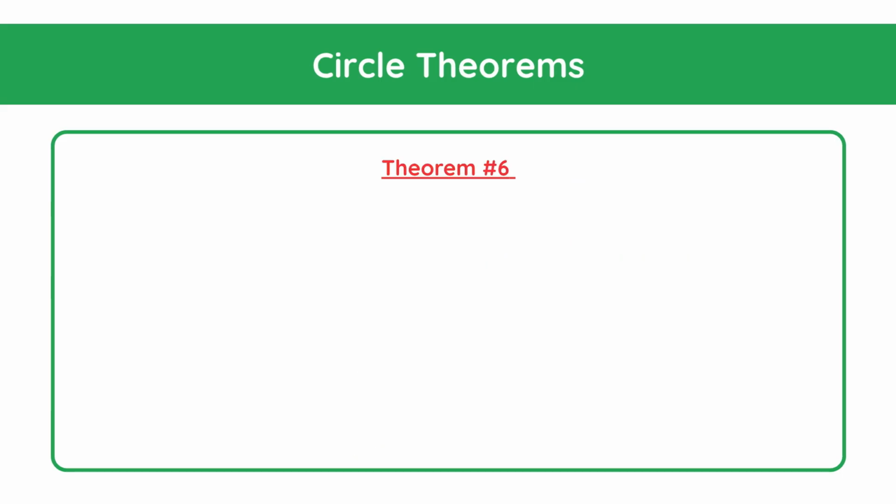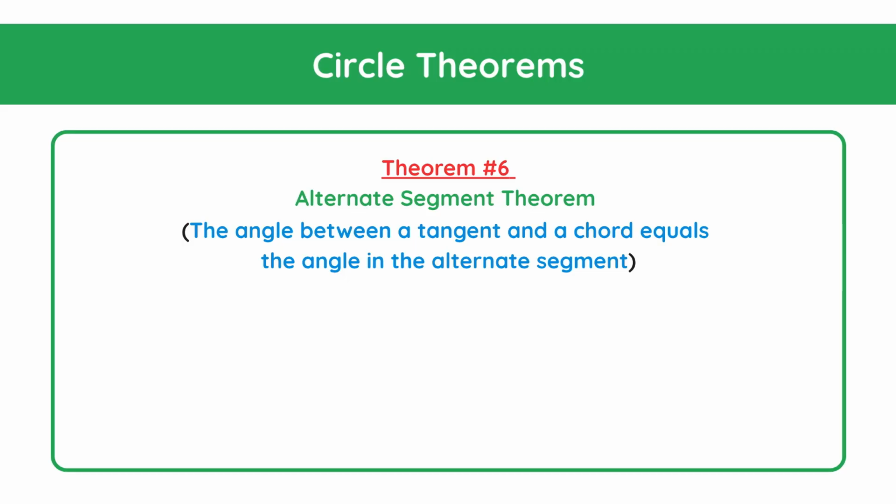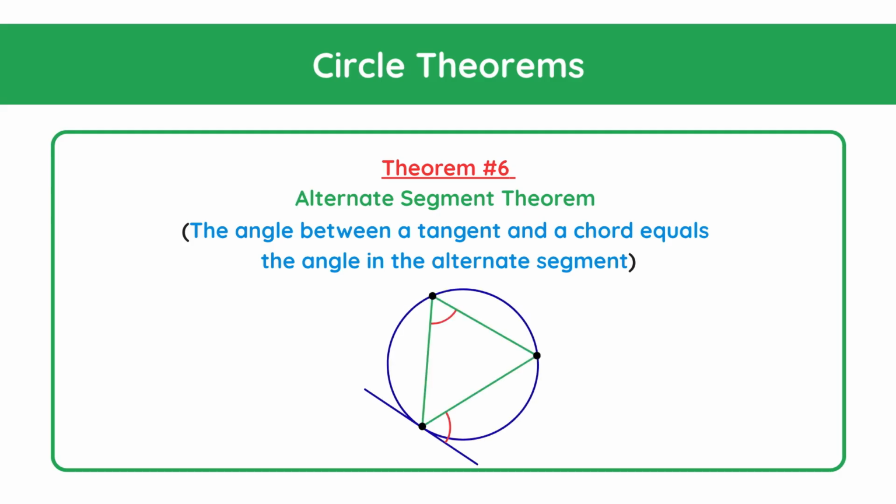Now let's move on to the sixth theorem, which is the alternate segment theorem. This is the one most students find the trickiest. The rule is this: the angle between a tangent and a chord is equal to the angle in the alternate segment. Let me explain what that actually means. Imagine you have a tangent touching a circle at a point, let's call it A. From the same point A, you draw a chord across the circle to another point, say B.